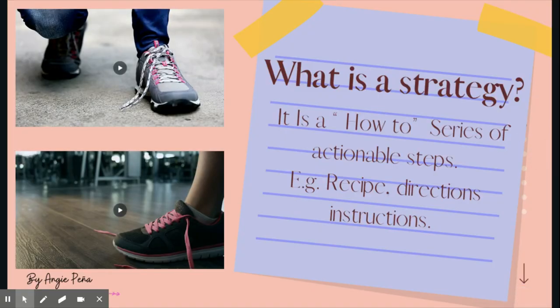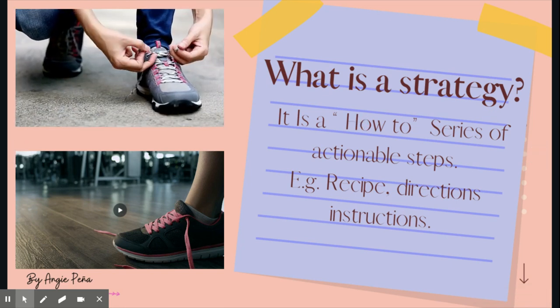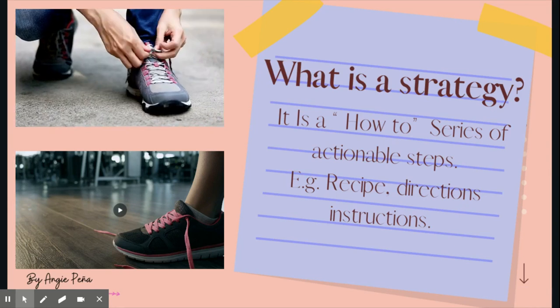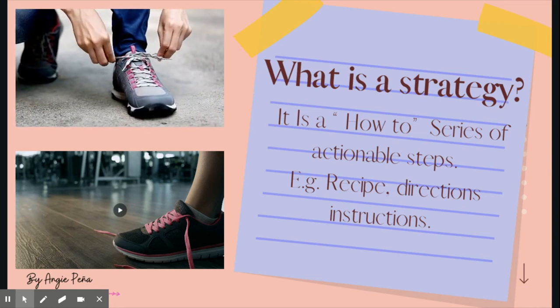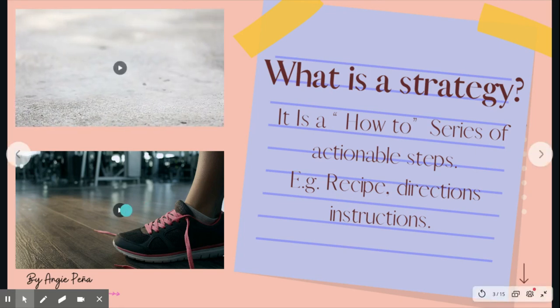So she provides us a very interesting way to understand what a strategy is. A strategy is a how-to. It's a series of actionable steps. For example, a recipe, directions, instructions. So I want you to observe how this person ties his shoelaces. And then we see that his shoelace is totally tied.